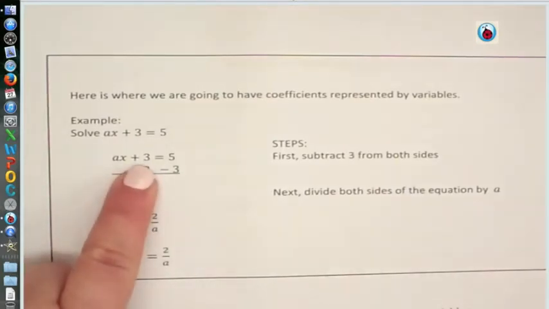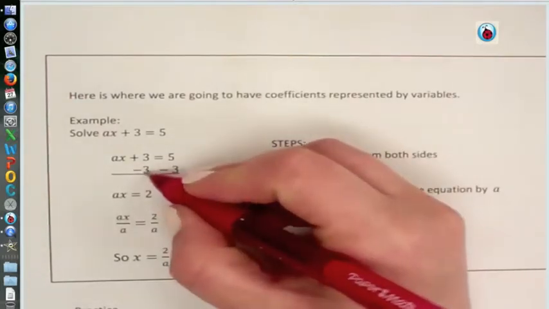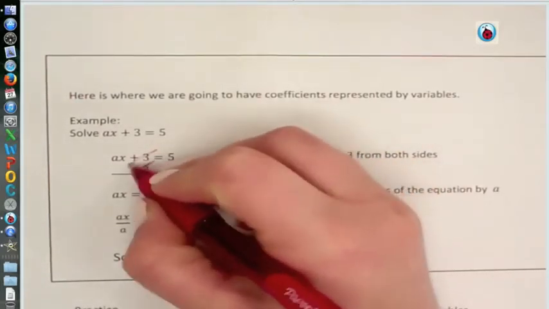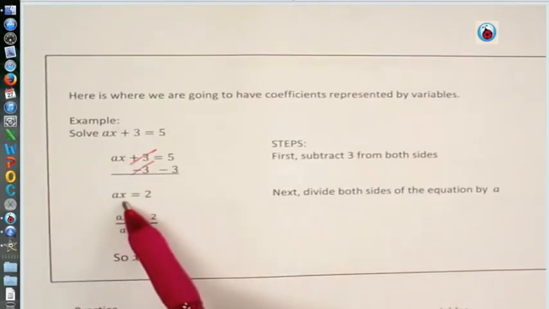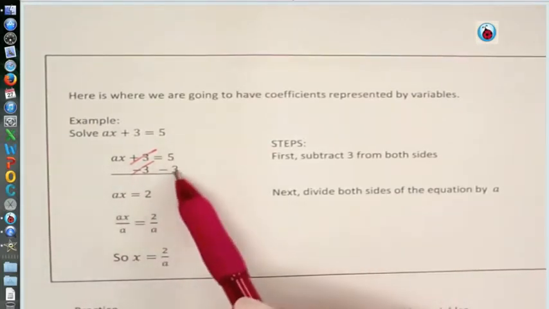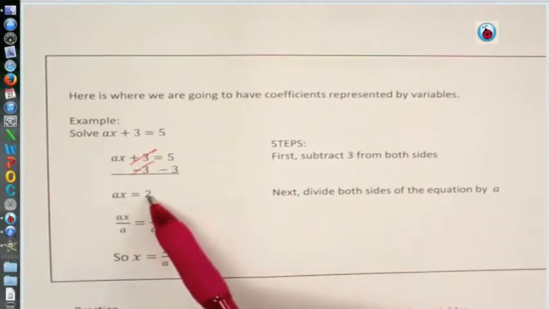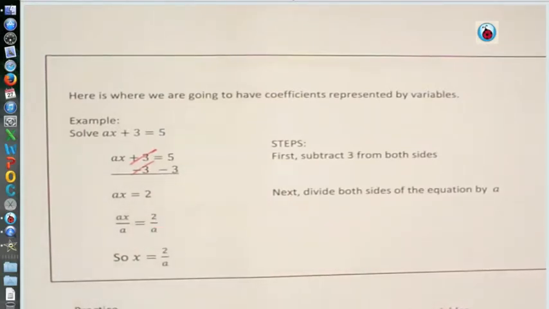First thing to do is to get rid of this plus 3. We do that the same way we would normally: we subtract 3 from both sides. That's simple enough. On the left side, we're left with a times x. On the right side, 5 minus 3 simplifies to 2. So far, so good. The next part is the tricky part.